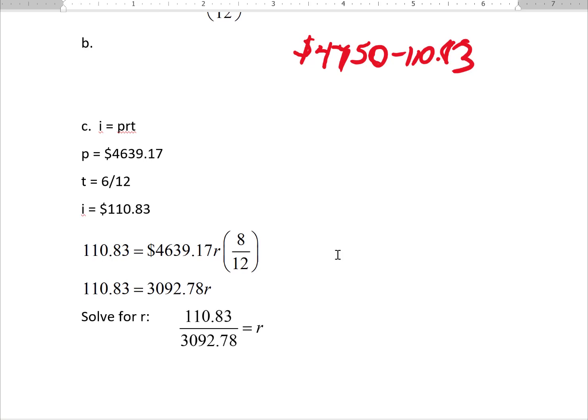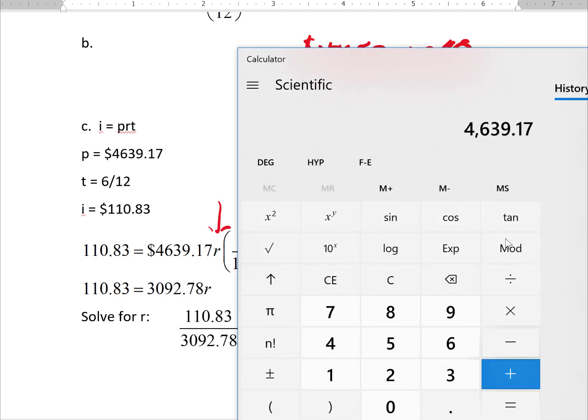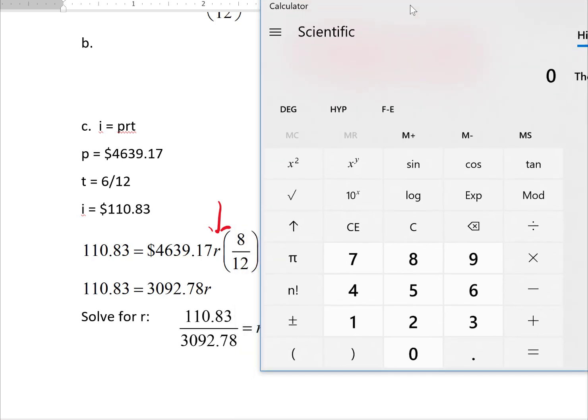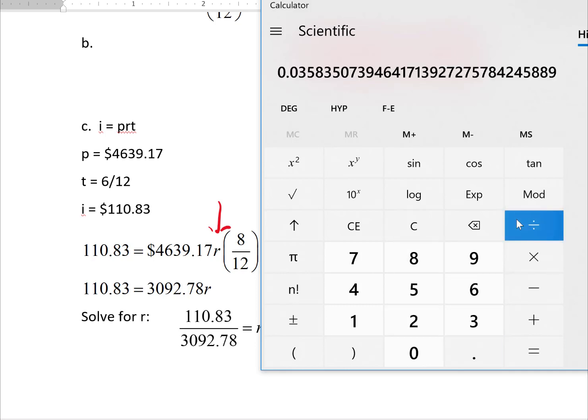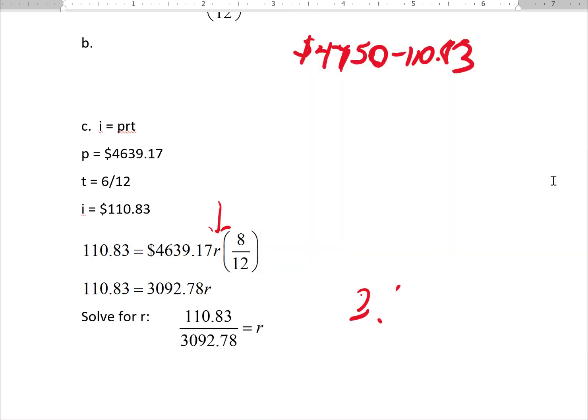So in our formula, like we did in a prior problem, we're going to be solving here for R. And again, I went ahead and simplified and solved for R, and so the last step is that division there. I'm going to take 110.83 and divide by 3092.78, and I get an actual interest rate of 3.58% instead of the stated rate.